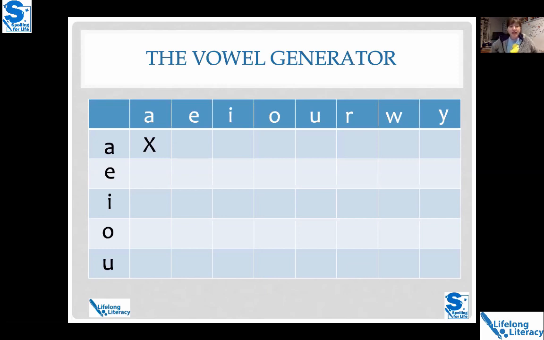Let's take the letter A again and combine it this time with the letter E. A plus E, does that make a vowel digraph? Yes or no? A sitting next to E.